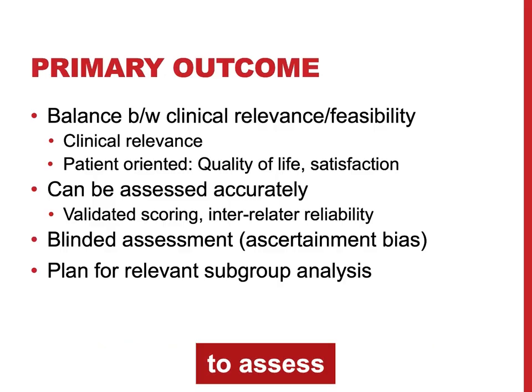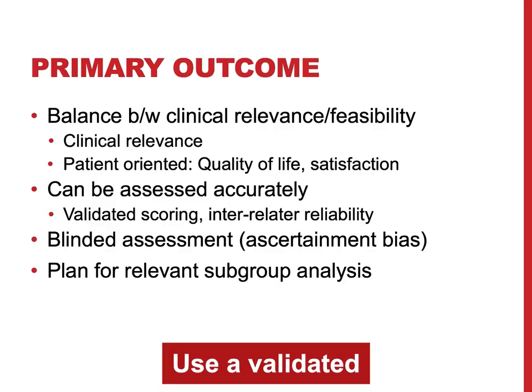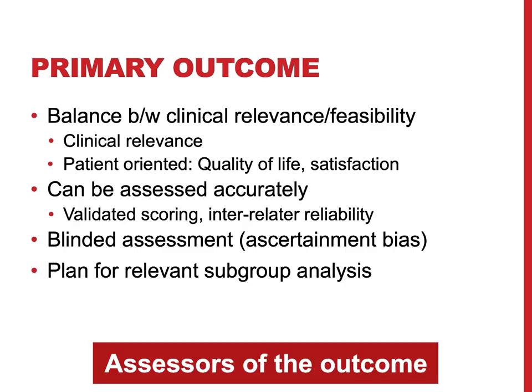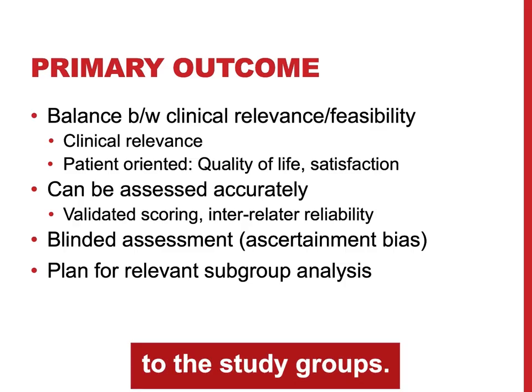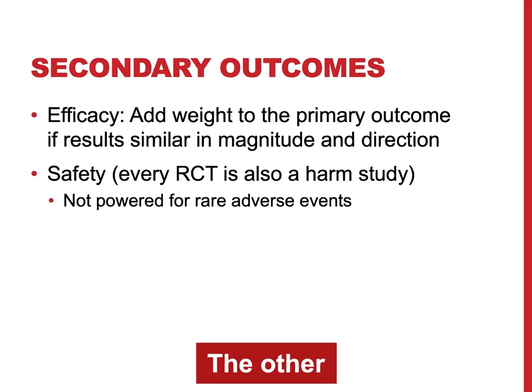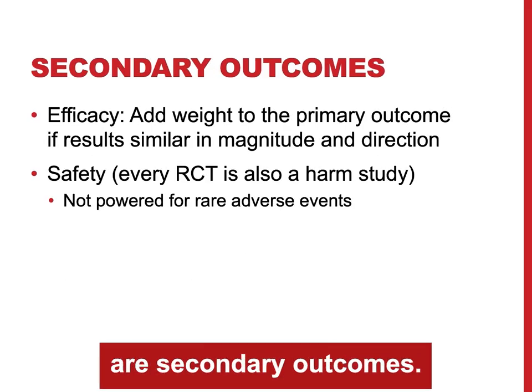It should be possible to assess outcomes accurately. Use a validated scoring system, and if none are available, then assess inter-rater reliability of the outcome assessment. Assessors of the outcome should be blinded to the study groups. Plan for relevant subgroup analyses. The other dependent variables are secondary outcomes.